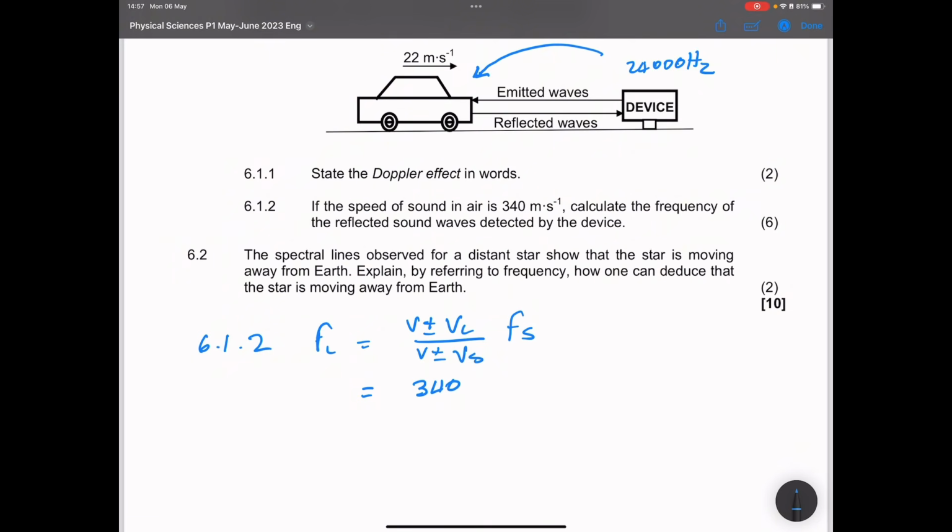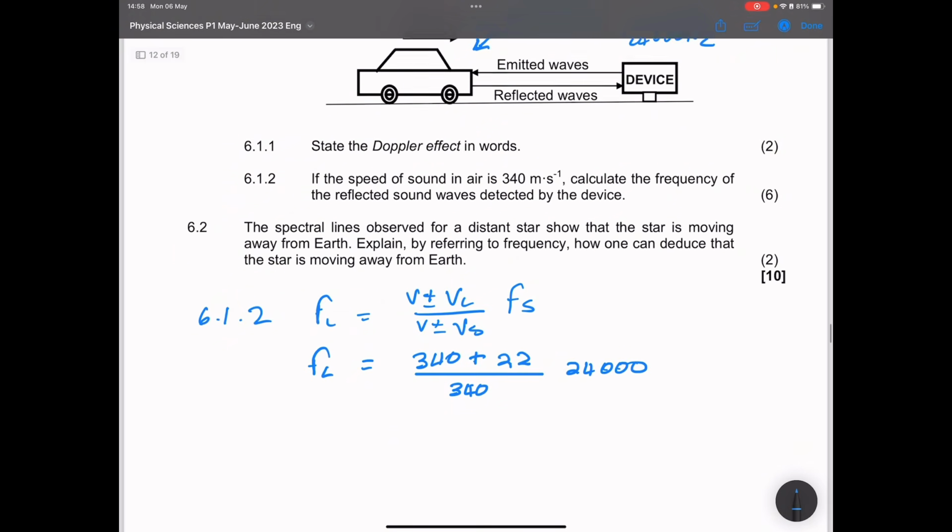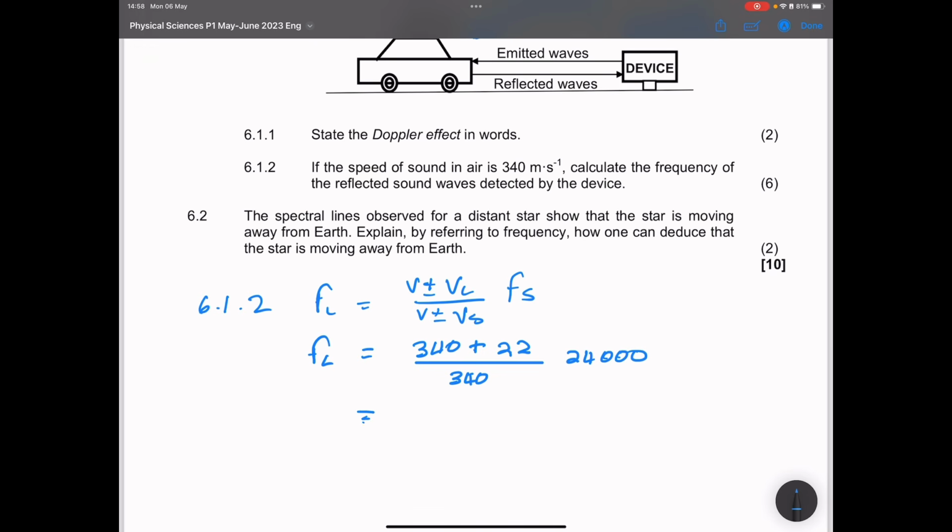Remember, our device is stationary, the car is moving, so the car has a velocity of 22. But I want you to note that in this case, the frequency that the car picks up would be higher because it is moving towards the source. So this is divided by, now remember, our source is stationary, so this would be 340 minus 0, multiplied by the frequency of the source, which is 24,000, and that gives us the frequency on the car.